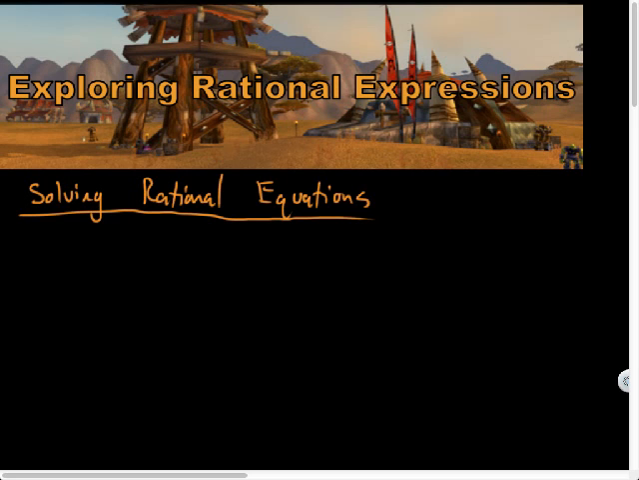Greetings and welcome, friends. We're talking today about solving rational equations, and we've had multiple skills we've learned over time. We've learned how to multiply, how to divide, we've learned about complex fractions, we've learned about adding and subtracting them, but now we're going to use some of our familiarity with fractions and our skill sets to solve equations with rational expressions in them. But before we do that, I want to recall a concept.